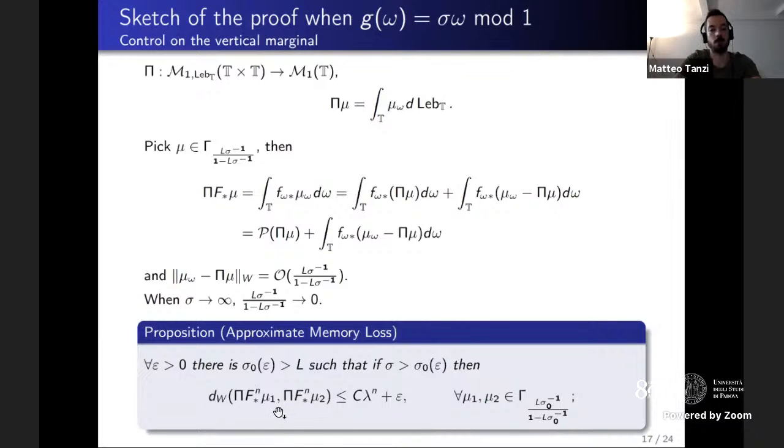So if we have two measures, mu1 and mu2, we evolve them under the push forward and we take the vertical marginal. We can upper bound these as C lambda to the n plus epsilon, where epsilon now depends basically on this number, and to make epsilon small, we will have to make sigma large. And from this proposition, the theorem basically comes as a corollary, with some work, of course.